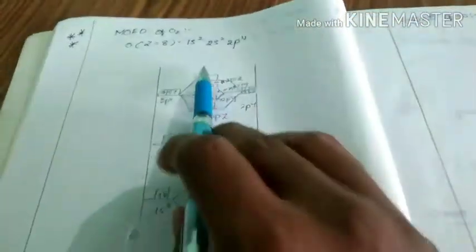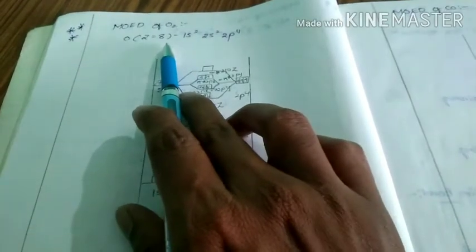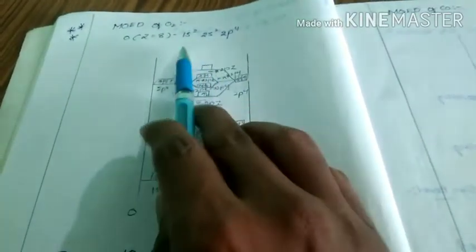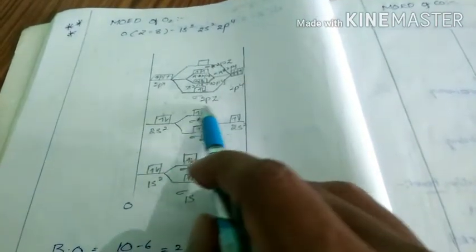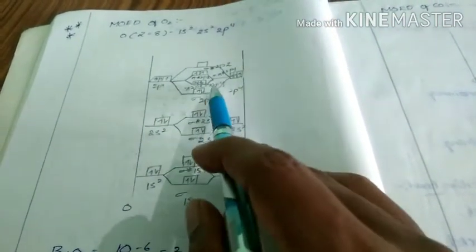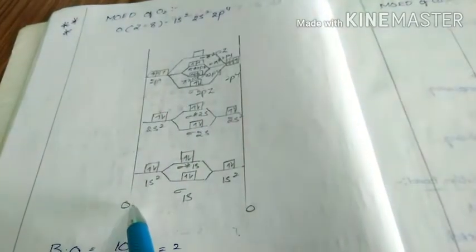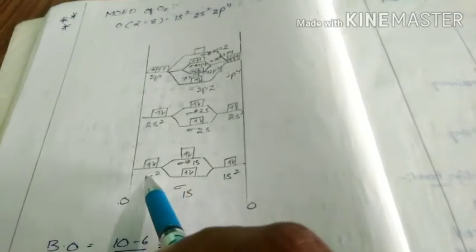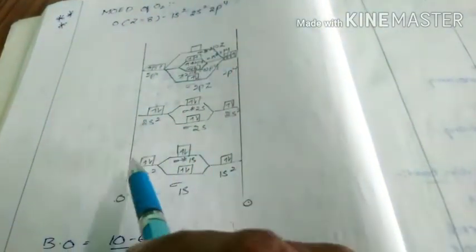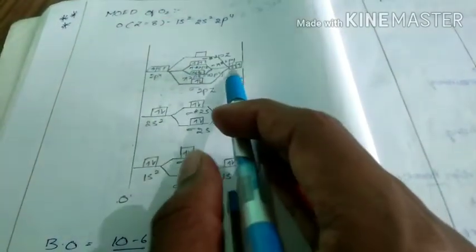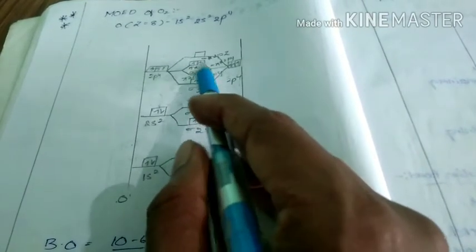Next one, MOT of O2. Oxygen atomic number 8, electron configuration 1s2 2s2 2p4. This is a 16 electron system. That means first sigma 2pz comes after sigma star 2s, then pi 2px, pi 2py. This line indicates one oxygen atom, and this line indicates the second oxygen atom. These are the atomic orbitals of this oxygen atom, and these are the atomic orbitals of this oxygen atom. These two combine to form 2 molecular orbitals, and these two combine to form 2 molecular orbitals. Here 3, 3, total 6: 1, 2, 3, 4, 5, 6.